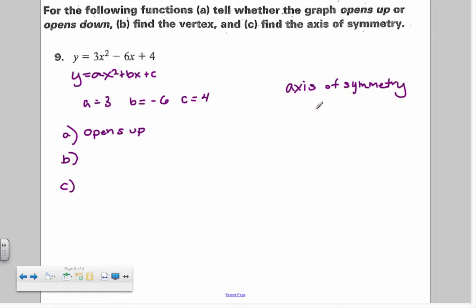I'm going to use the formula negative b over 2a. So I basically just plug that in. In this particular equation, my negative b would be negative 6 over 2a, 2 times 3. If I calculate that out, I have positive 6 over positive 6, which is just 1. So my axis of symmetry is x equals 1.